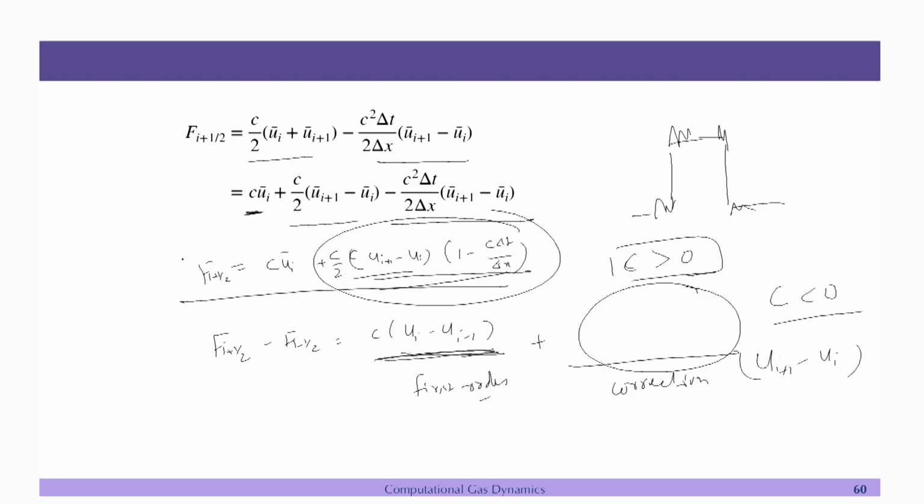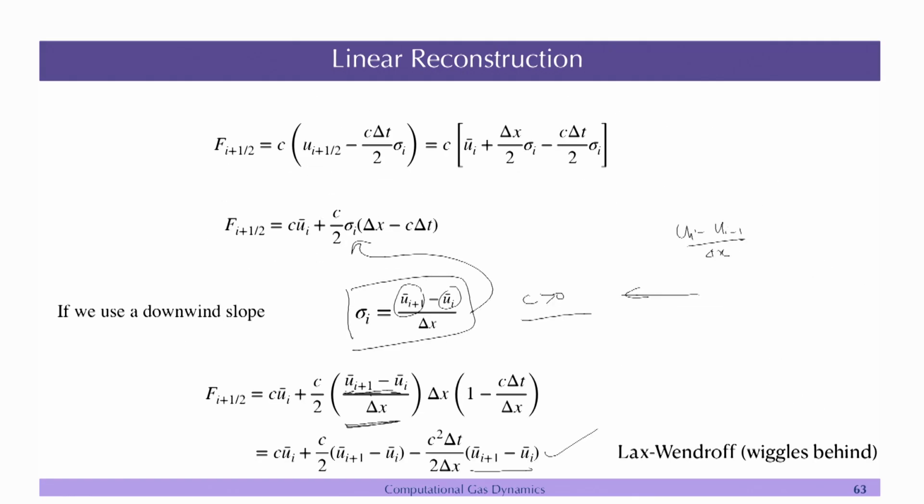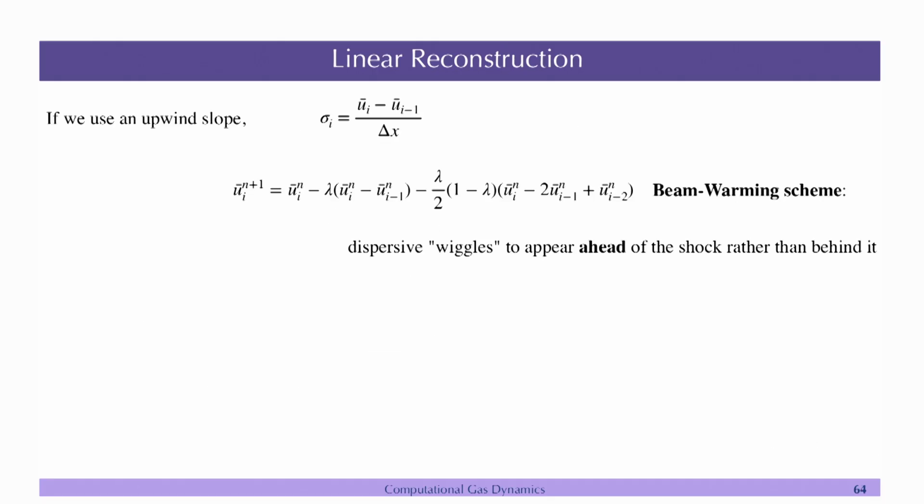Yeah, this is the form that I discussed earlier, right. So, what we did by considering the downwind slope across every cell, we are getting the Lax-Wendroff equation, right. Now, what if we consider the upwind slope?